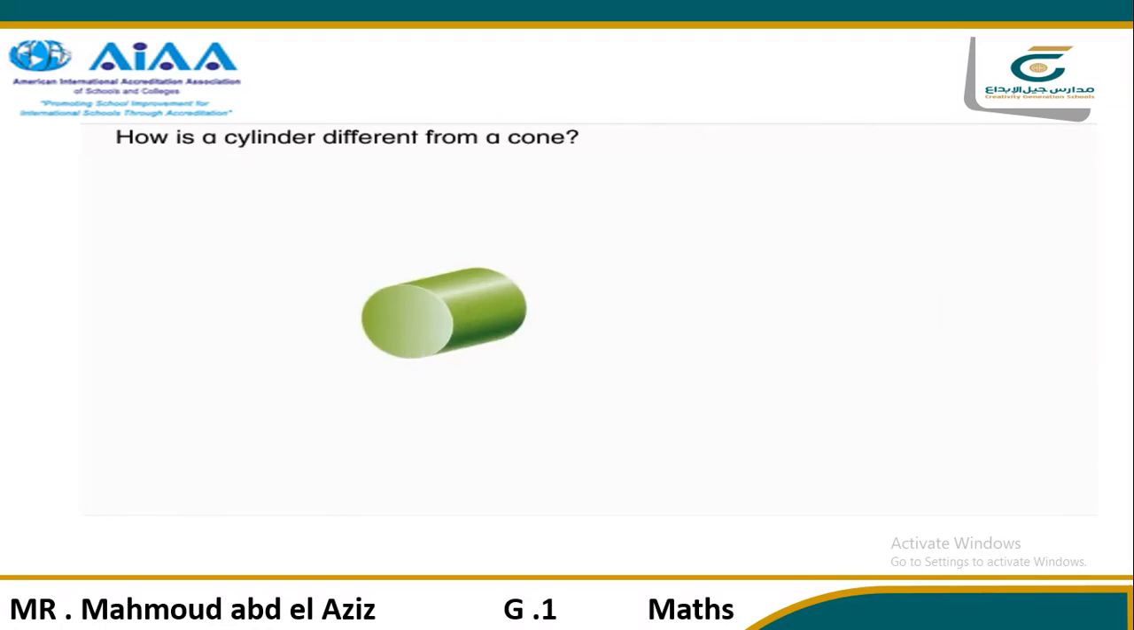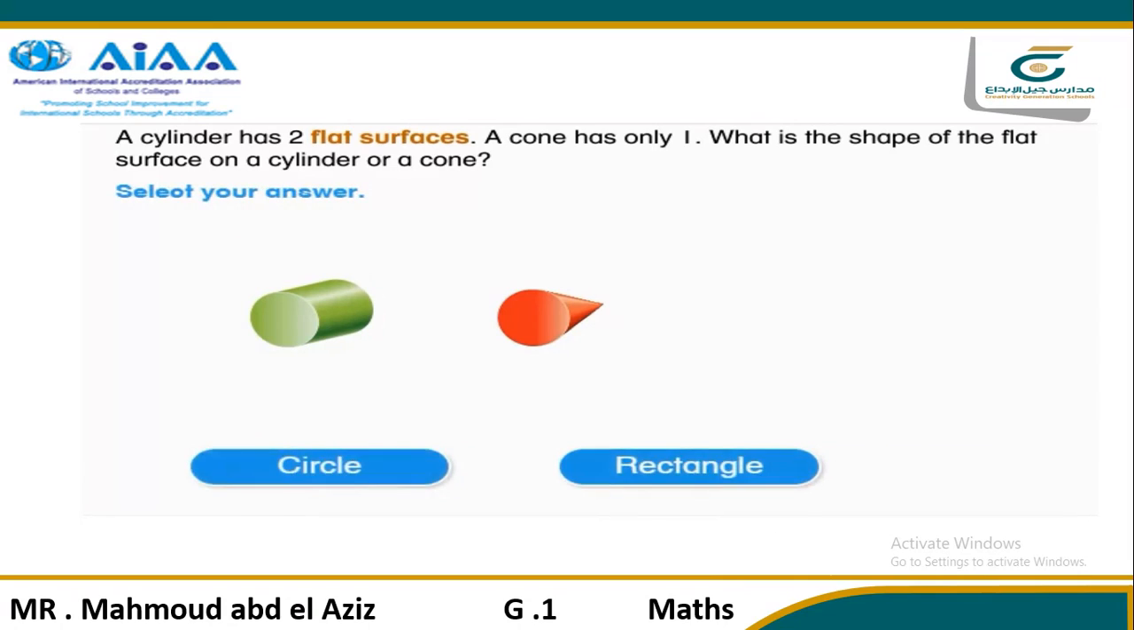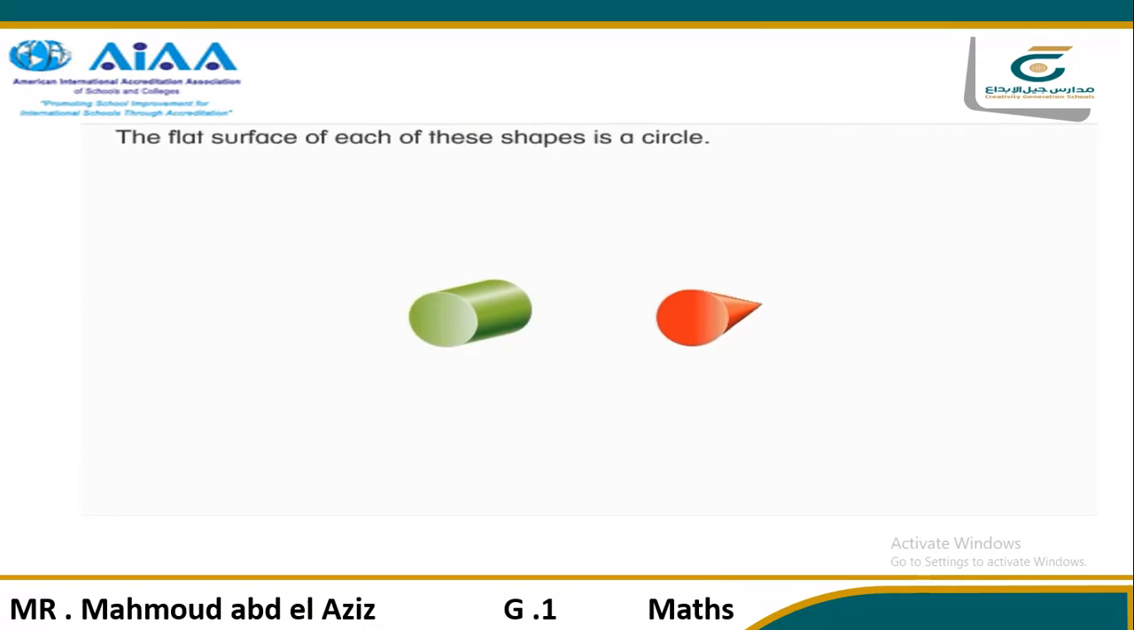How is a cylinder different from a cone? A cylinder has 2 flat surfaces. A cone has only 1. What is the shape of the flat surface on a cylinder or a cone? Select your answer. The flat surface of each of these shapes is a circle.